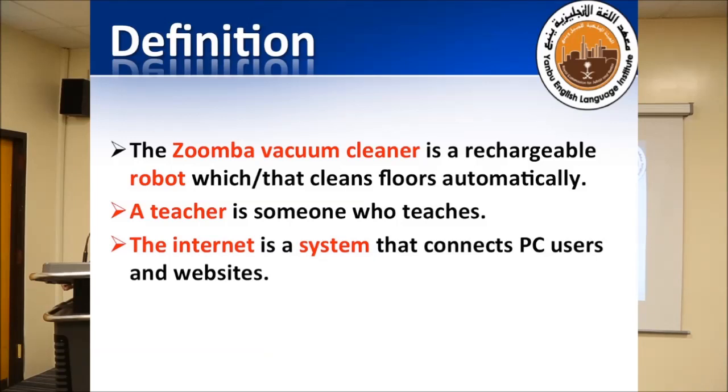The Zumba vacuum cleaner is a rechargeable robot that cleans floors automatically. So this is the definition of the Zumba vacuum cleaner. It's a rechargeable robot and it cleans floors automatically. The next one is a teacher. How can you define a teacher? A teacher is someone who teaches. And the third definition is: the internet is a system that connects PC users and websites.